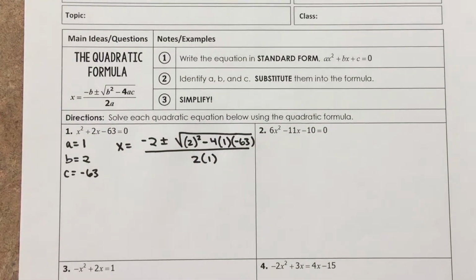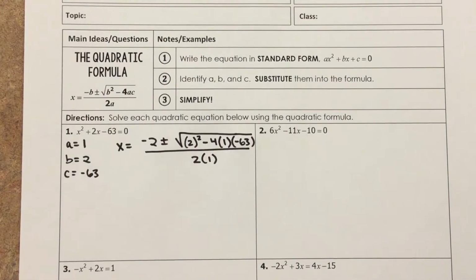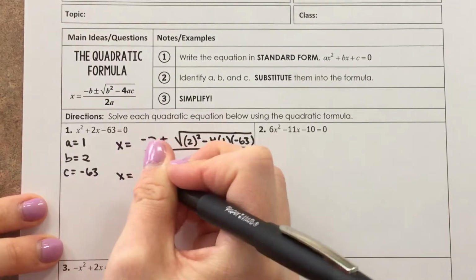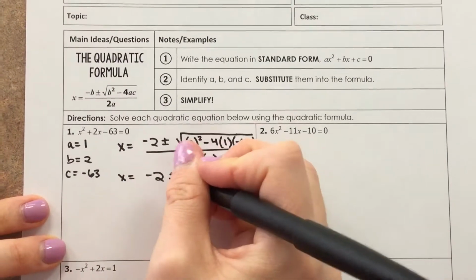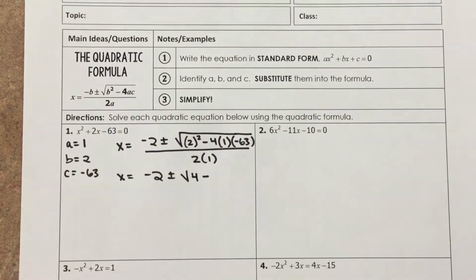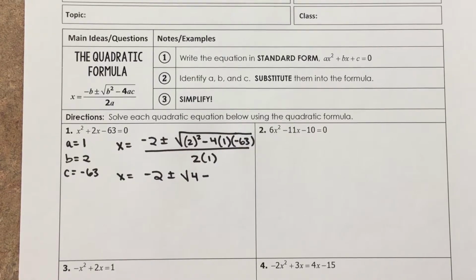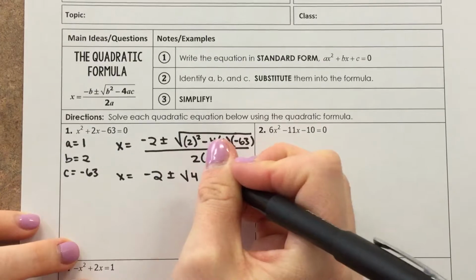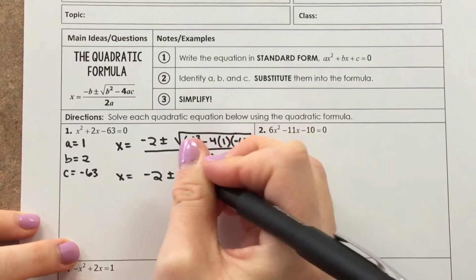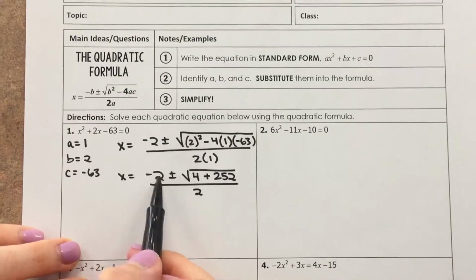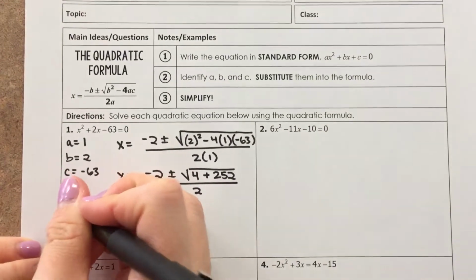And then step 3 just says to simplify. So lots of different multiplying things out, combining like terms, kind of follow your order of operations. So we've got x equals negative 2 plus or minus. Under this radical, we have 2 squared, which is 4, and then minus, so 4 times 1 times 63, that ends up being a negative 252. So we have minus a negative 252. All over 2 times 1, which is just 2. You cannot cancel these out. People always really want to do that for some reason.